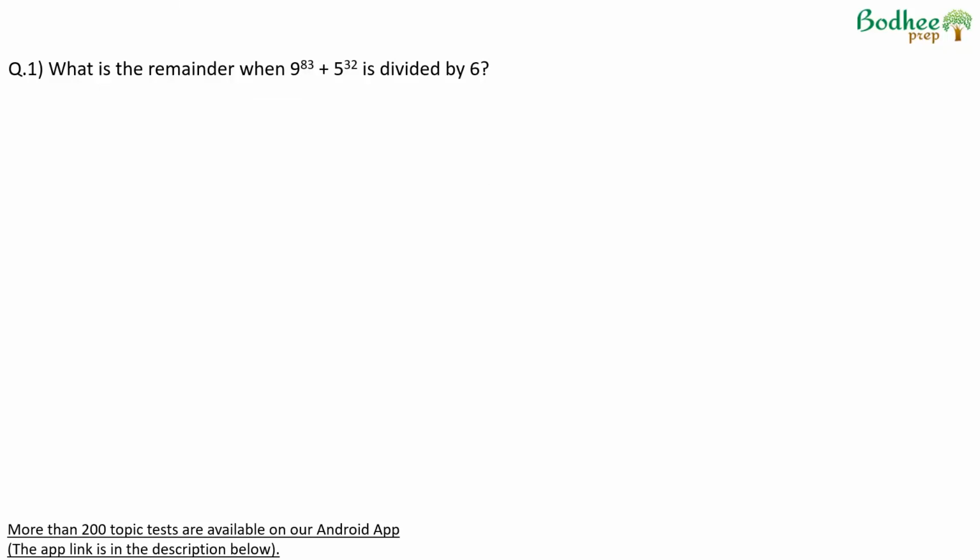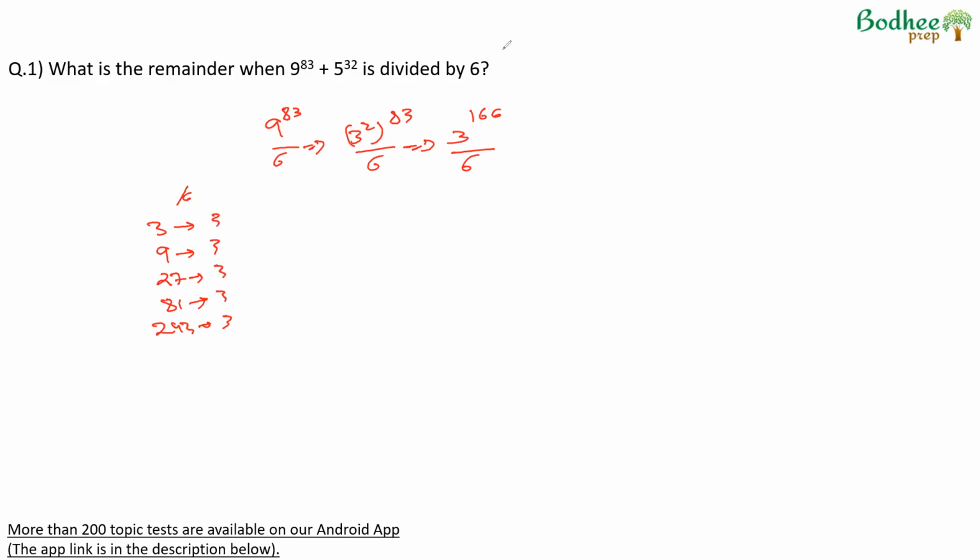If you look at the questions, what is the remainder when 9 raised to power 83 plus 5 raised to power 32 is divided by 6? Now 9 raised to power 83 can be written as 3 square 83. So this becomes 3 raised to power 166. Any power of 3 when you divide by 6: 3, 9, 27, 81, 243. We see that anything divided by 6 will always give us a remainder of 3. So the remainder from here will be 3 as well.